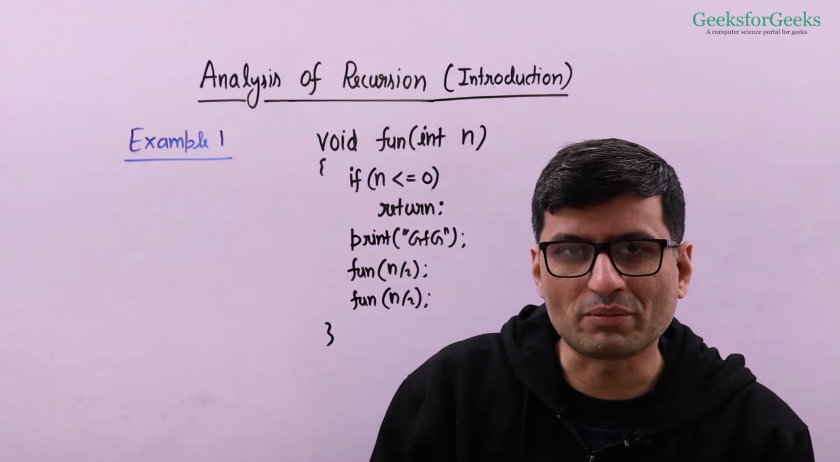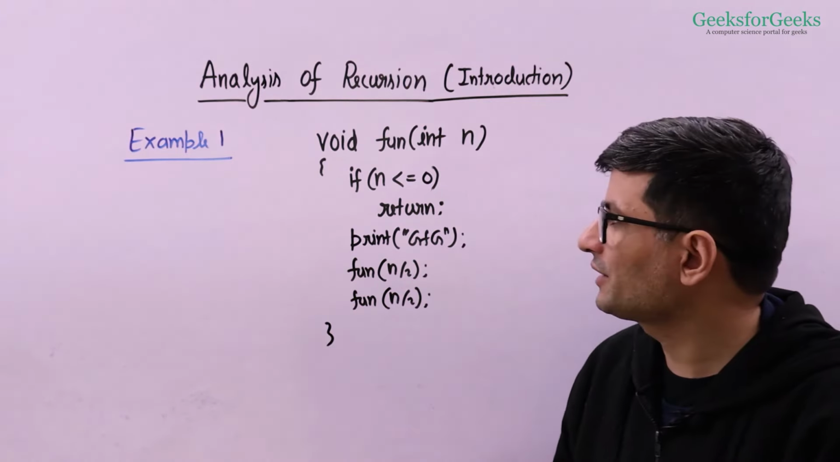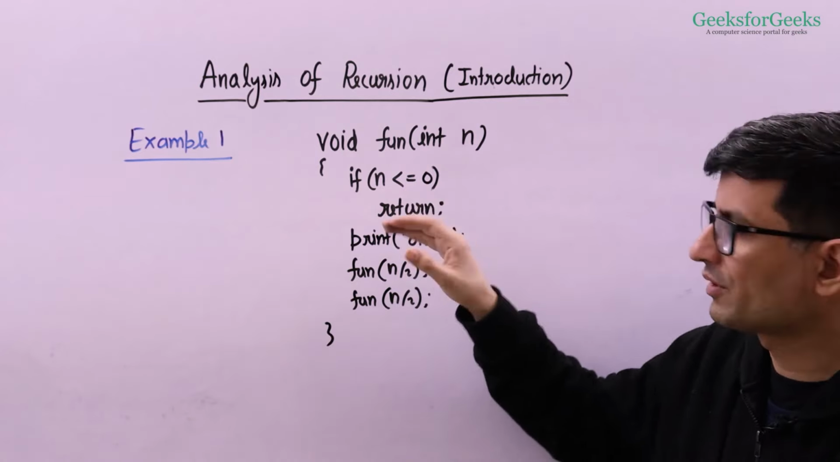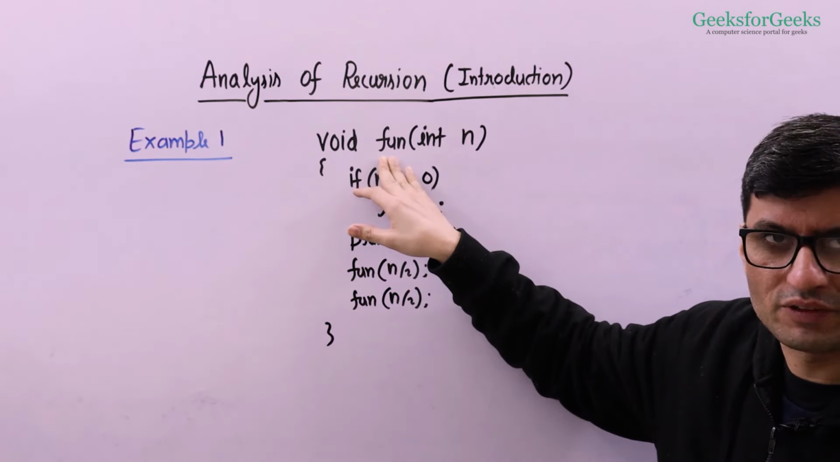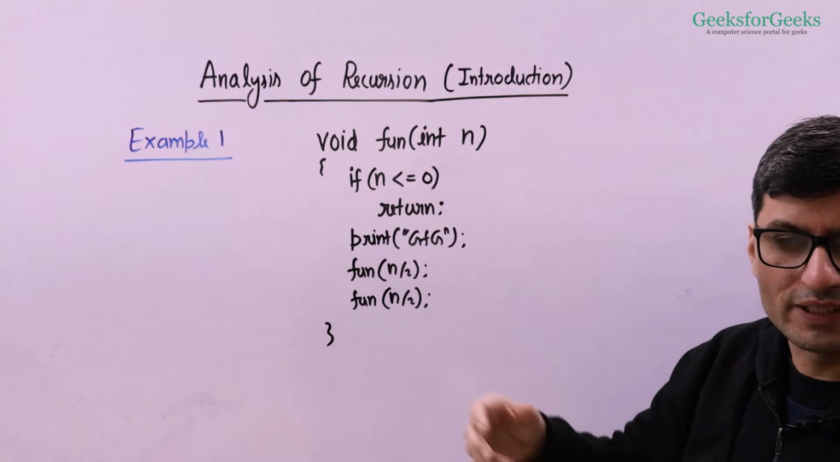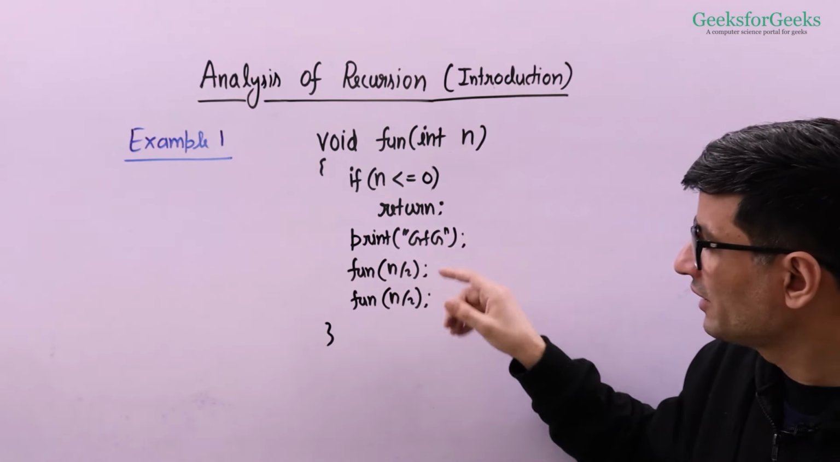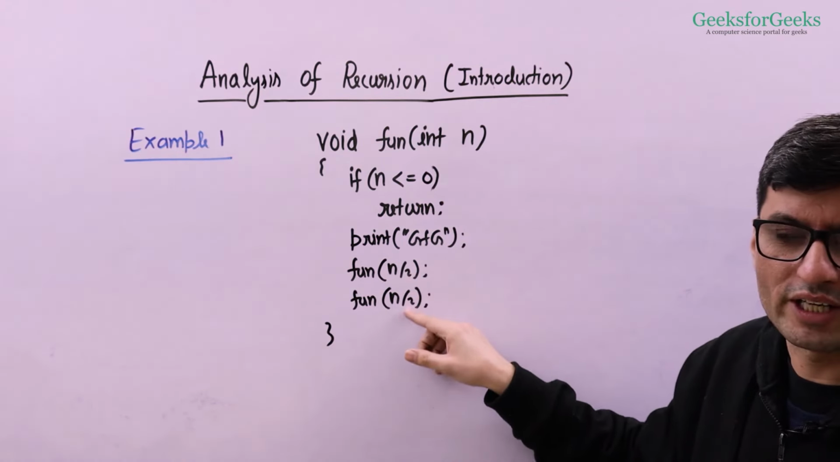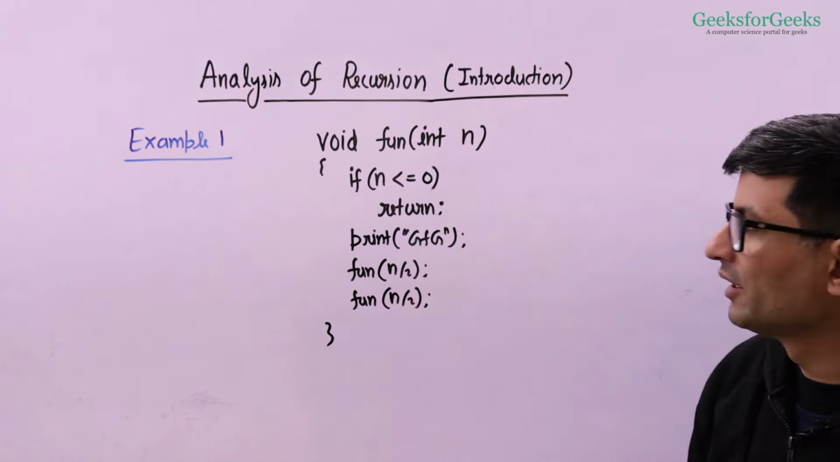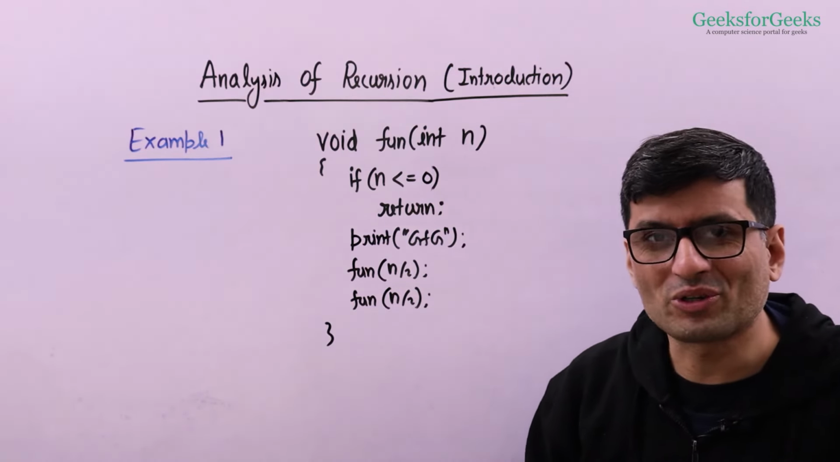Let us talk about analysis of recursive codes. So far we have talked about analysis of iterative codes. In recursive codes, what happens is a function calls itself. For example, here I have written a function fun that takes an integer value n. It returns immediately if n is smaller or equal to 0. In other cases, it prints GFG on the screen and then it calls itself for n by 2 and n by 2, right? So we need to know how much time this function takes, and it's not that easy.